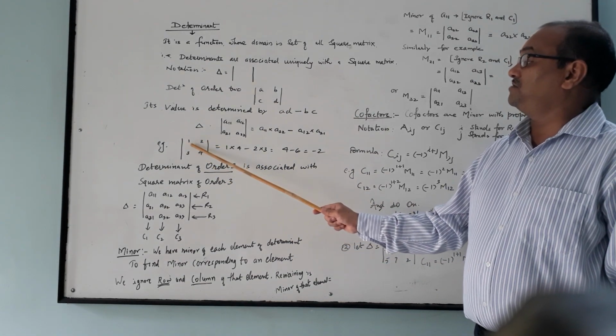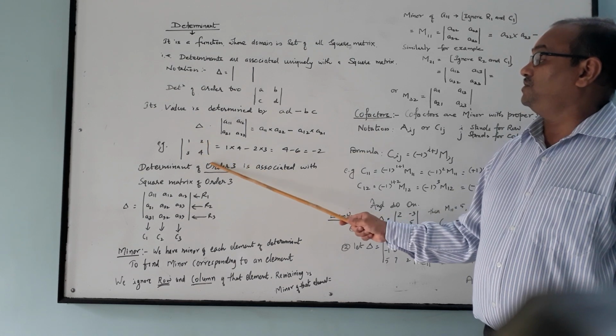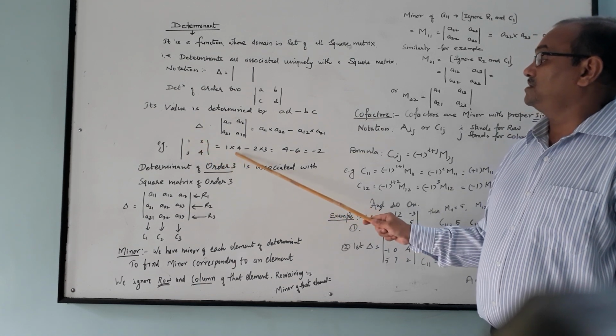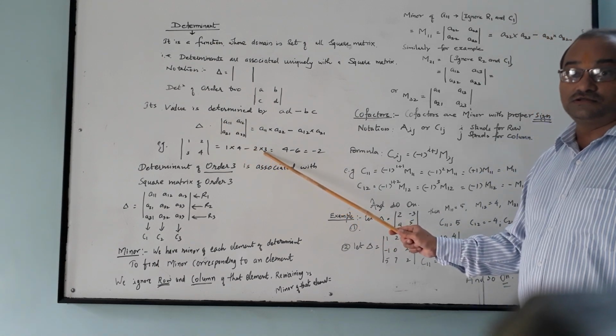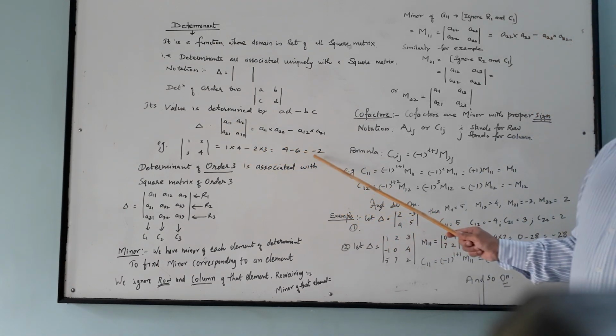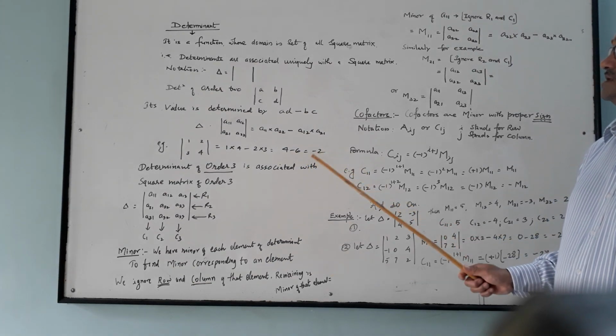If you have a determinant of order 2 like this, 1, 2, 3, 4, we multiply 1 and 4, and 2 and 3. 1 into 4 minus 2 into 3 will give you the value of this determinant. 4 minus 6 is equal to minus 2.